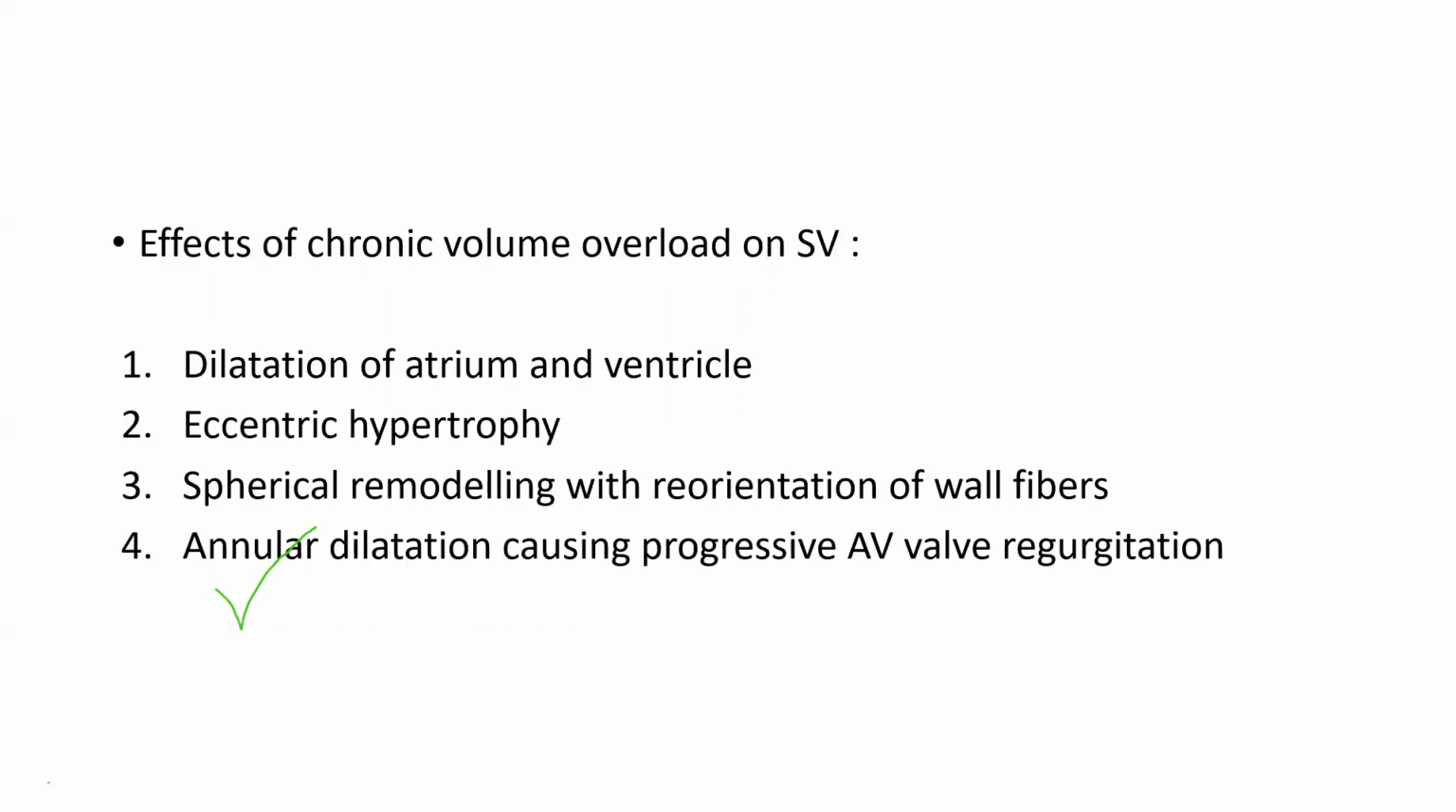What happens because of chronic volume overload in a single ventricle? There is dilatation of the atrium and ventricle, leading to dysfunction, eccentric hypertrophy, and spherical remodeling with reorientation of wall fibers. Annular dilatation causes progressive AV valve regurgitation. So there is a time period for that. It's not that whenever a single ventricle comes, we can do a Fontan surgery or a step one like hemi-Fontan. Why? Because of this. Ultimately, because of chronic volume overload, there is dilatation, changes in chamber orientation, changes in fiber orientation, and ultimately AVVR. Once these changes happen, we can't do a Fontan.